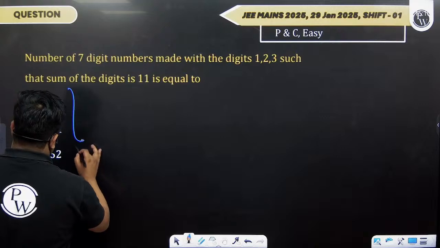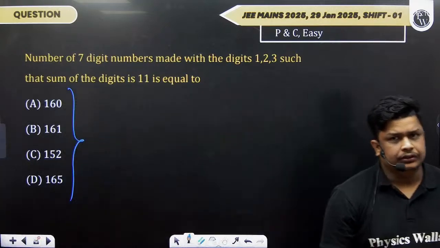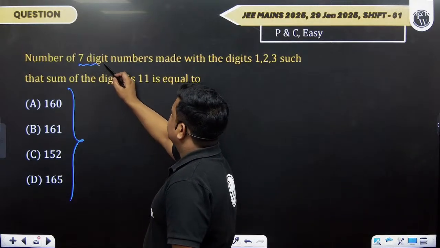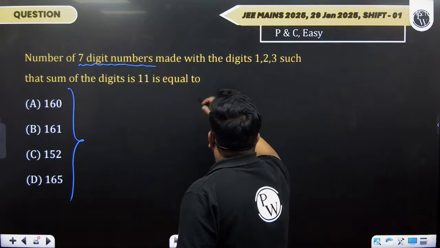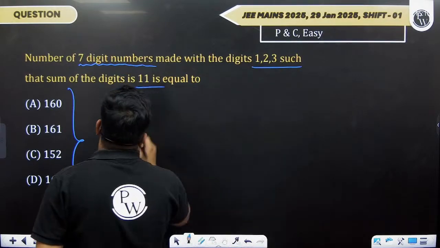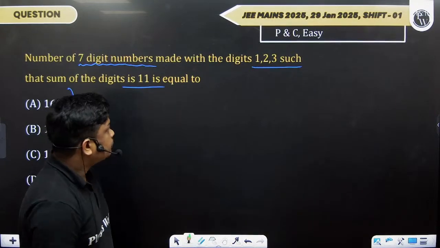Now, this is a very good question. The question is from permutation and combination. This is saying the number of 7-digit numbers made with digits 1 to 3 such that the sum of their digits is 11. So we'll form cases.